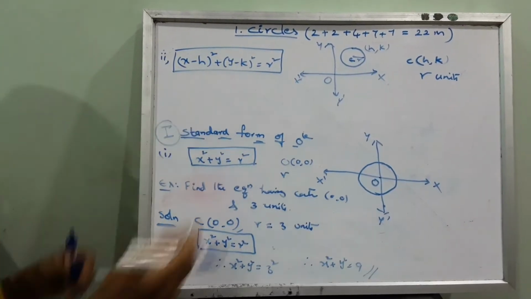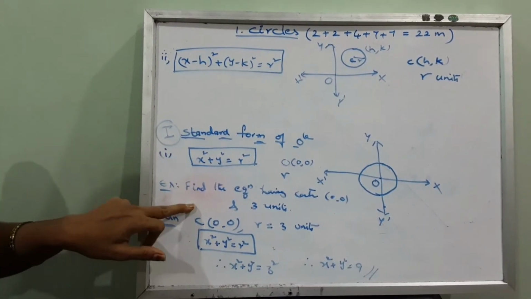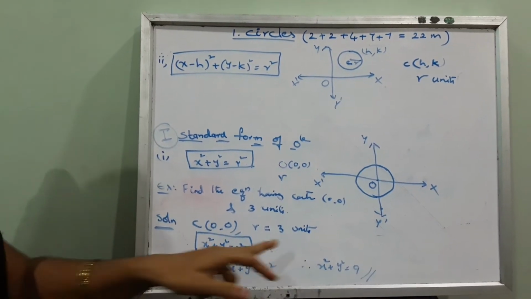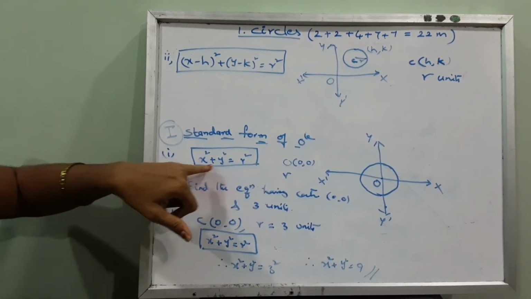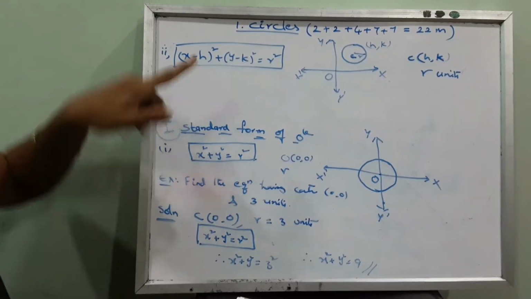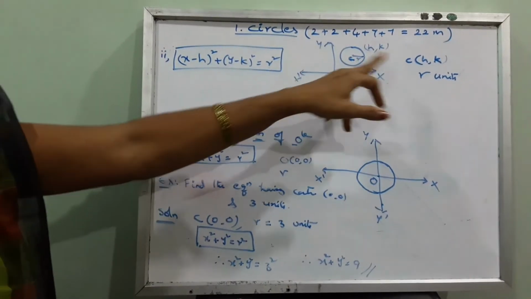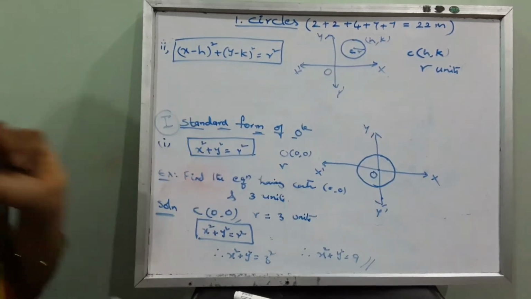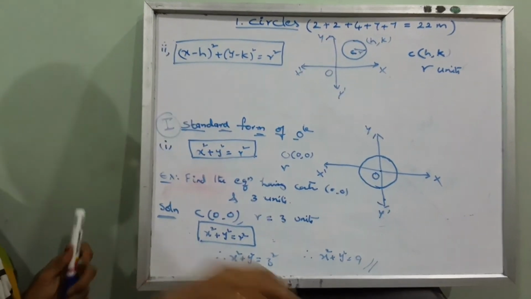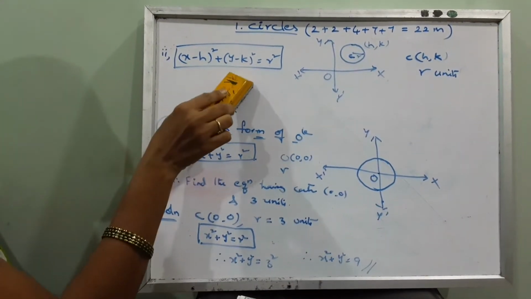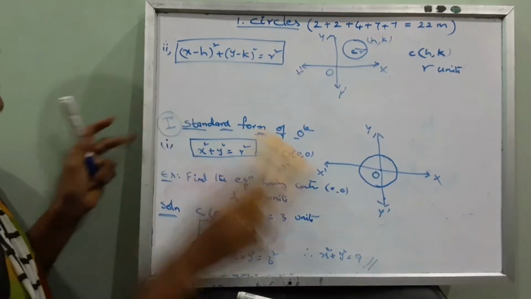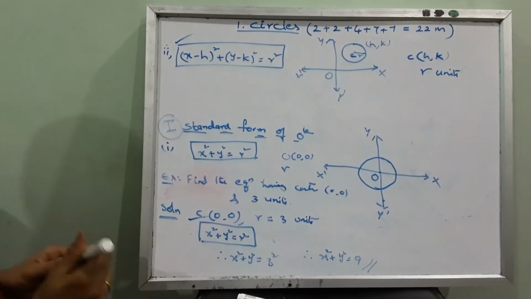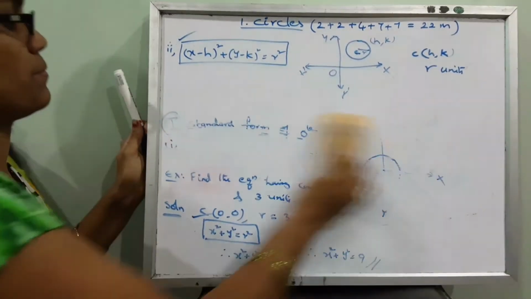What is the difference between these two? The first one has center at the origin with radius r: x square plus y square is equal to r square. In case 2, the center is h comma k and the radius is r units. Then the equation of the circle will be x minus h whole square plus y minus k whole square is equal to r square. So these two are the equations of the circle.